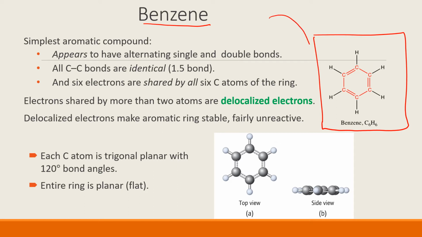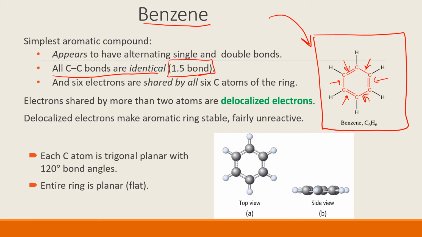Although the Lewis structure of benzene, which is shown here, may suggest that it has alternating single and double bonds, studies have shown that all carbon-carbon bonds are identical. So in other words, we don't have 3 double bonds and 3 single bonds. All 6 bonds between the carbon atoms in the benzene ring are identical. And studies have also shown that these bonds are somewhere between single and double, or in other words, we can call these bonds a bond and a half.